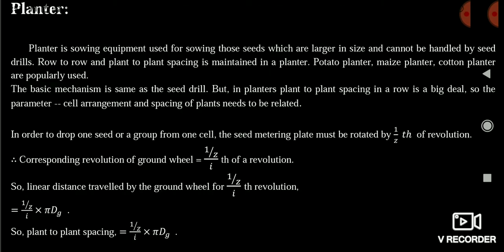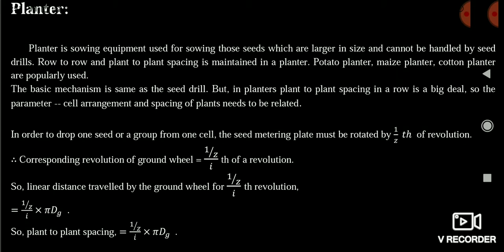Friends, this will give you the brief idea regarding how we calculate the plant to plant spacing, the ground wheel distance and linear distance covered by the planter ground wheel. Suppose that z number of seeds are dropped in one revolution of the seed metering plate or seed rotor shaft.